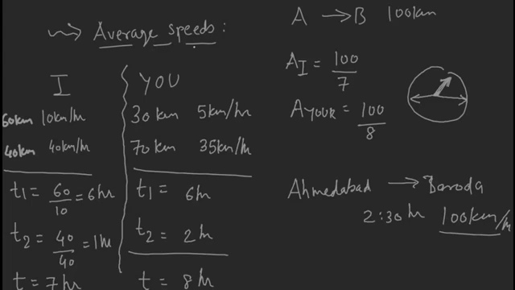Average speeds are simply the average, they are not the actual numbers. So you can't say that if the average speed is 100 upon 7, that person was traveling at 100 upon 7 at all points of time. No, it is not possible. At some point that person travels at more speed, at some point at lesser speed, but the average turns out to be this value. So that's important to know about average speed.